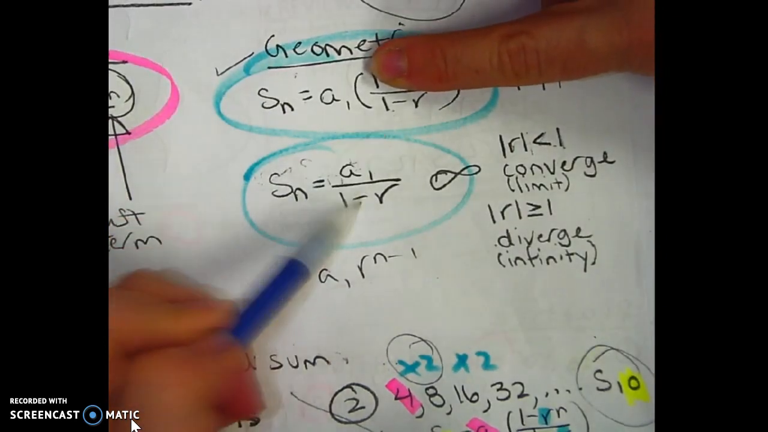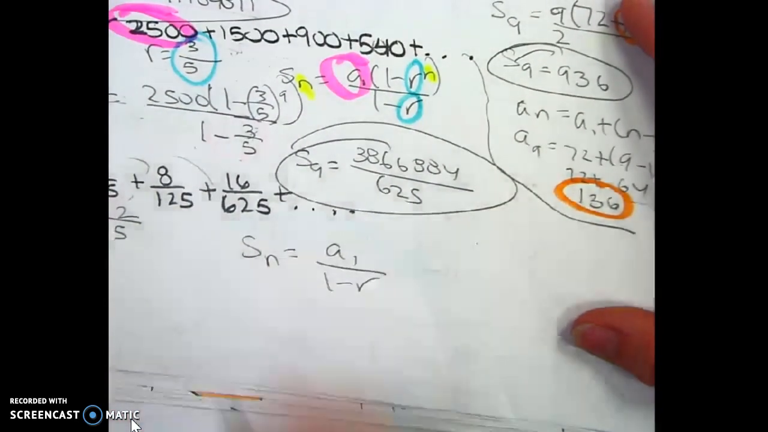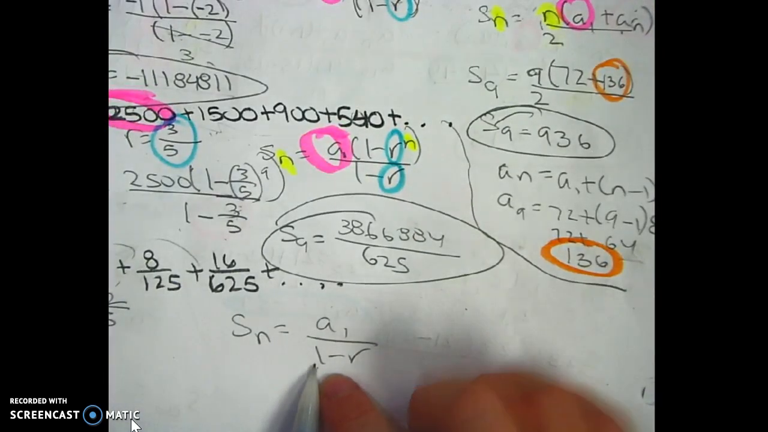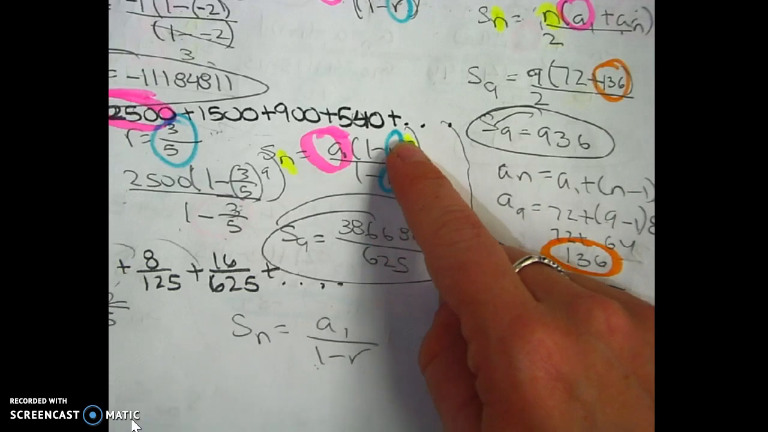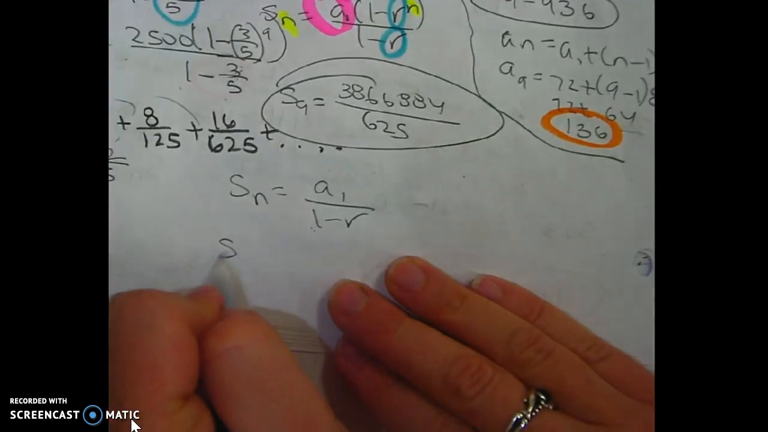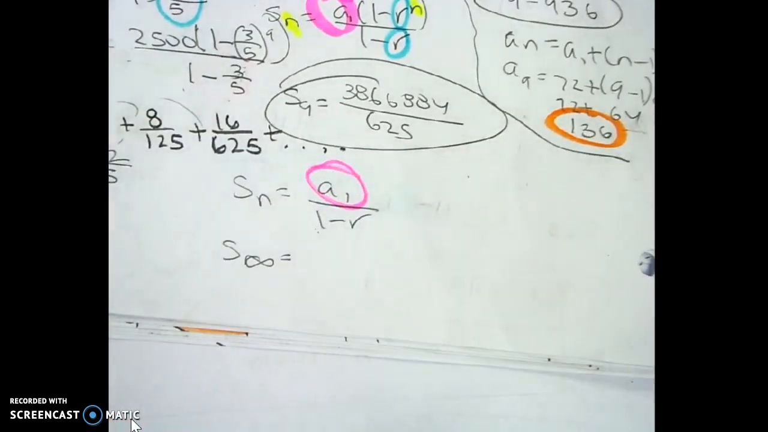If you look, it's just that. Okay, so I'm going to write that down. S sub n equals a sub 1 over 1 minus r. And I actually memorized this one. And by memorizing this one, I know I just put that on top. It's easier for me. Okay. All right. So the sum of the infinite numbers equals the first guy over 1 minus the ratio.